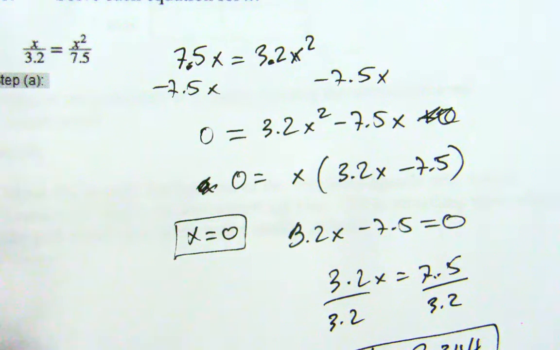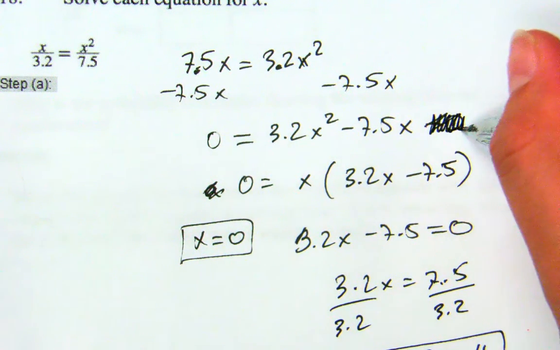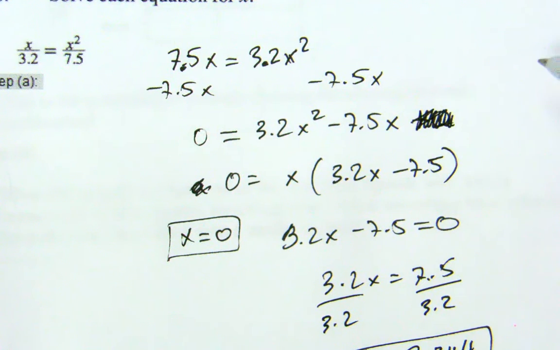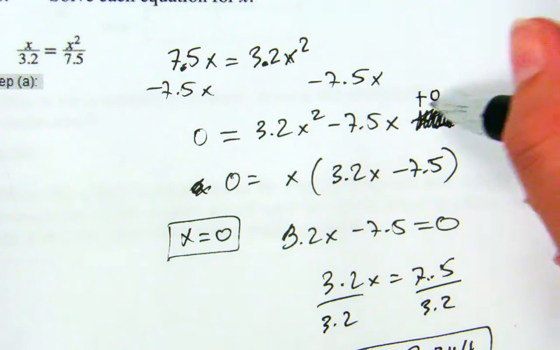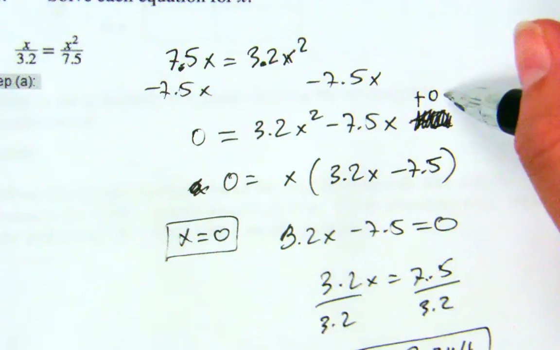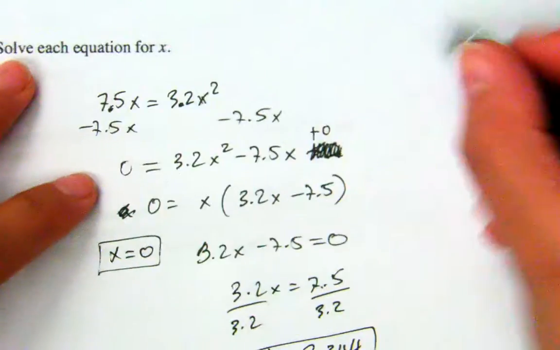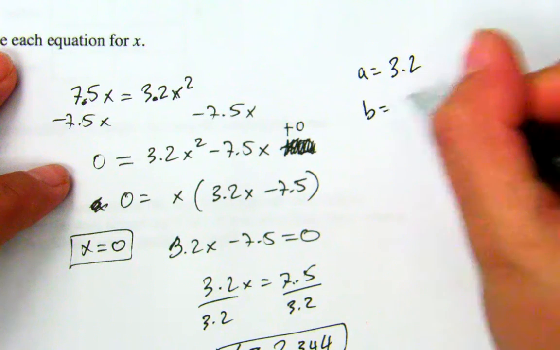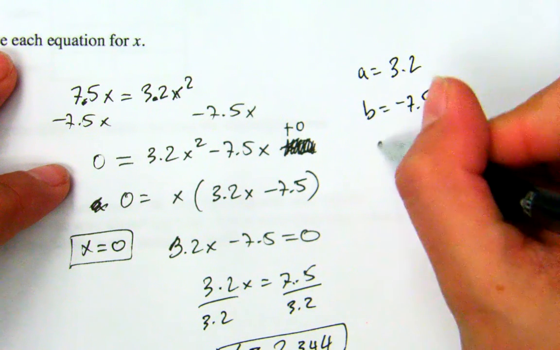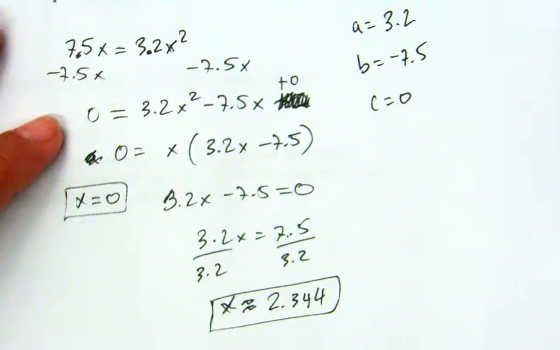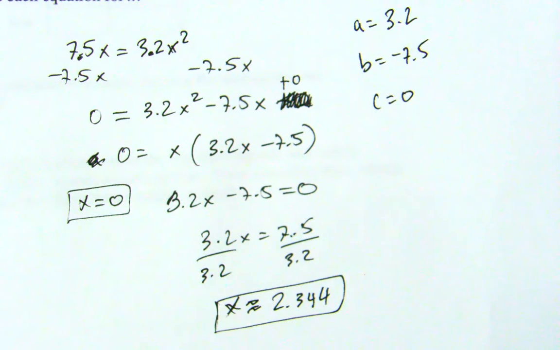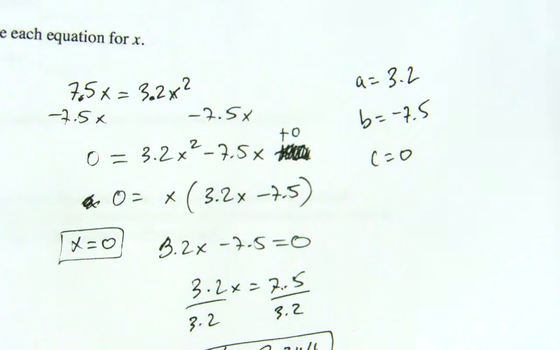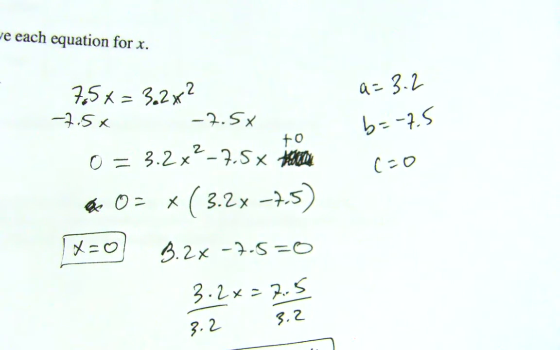Okay, I hope that wasn't too boring. You can still get the same answer if you do the quadratic formula, but you need to remember that there's a plus 0 right here. So that would be your C. If you wanted to do quadratic formula, your A would be 3.2, your B would be negative 7.5, and your C would be 0, because technically you don't have a C term in there. Okay, that was 18. That was only part A. The others, hopefully you should be able to handle.